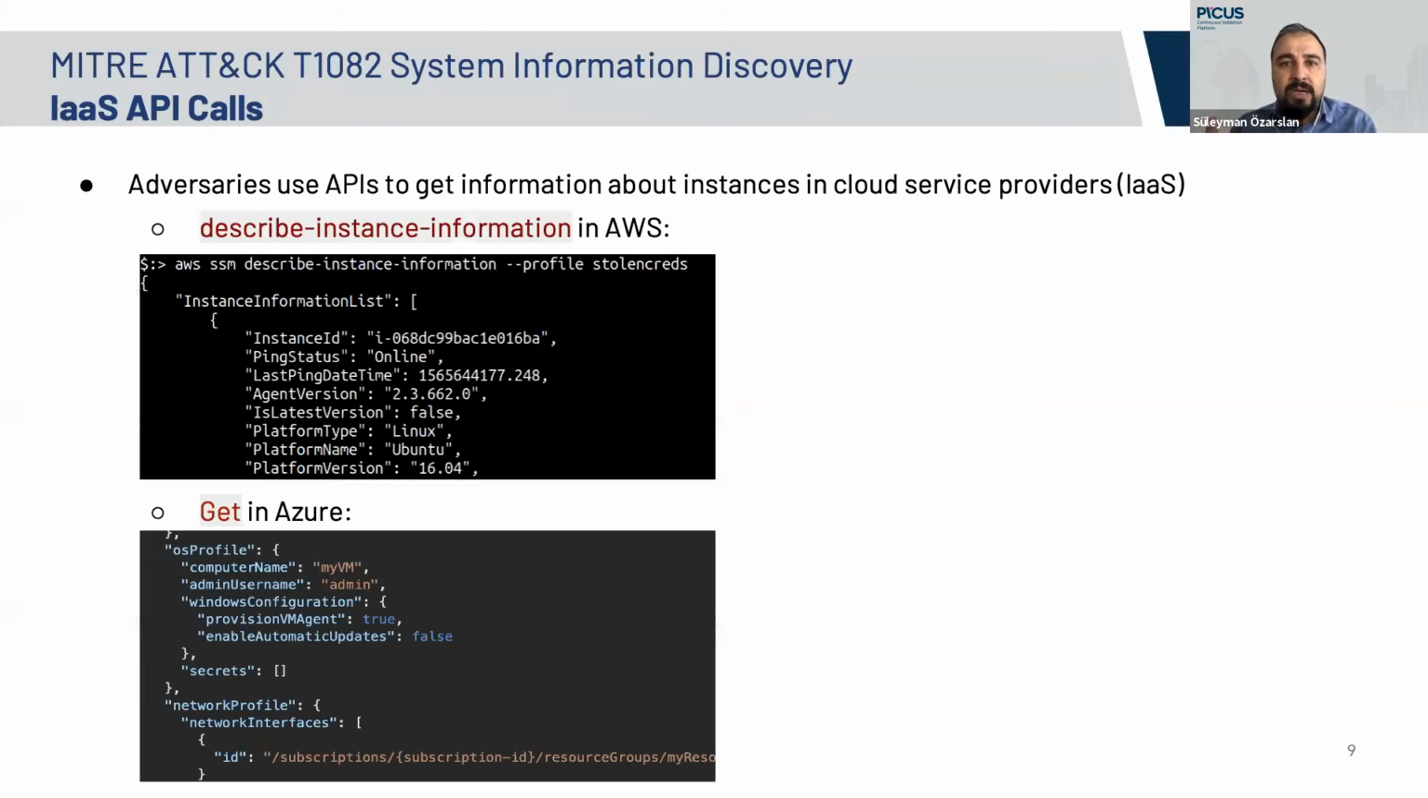And let's talk about cloud service providers. Adversaries also collect system information from cloud service providers like Azure, AWS, and others. They use API calls to discover the system information. For example, the DescribeInstances call in AWS and the Get call in Azure can be used to collect system information.